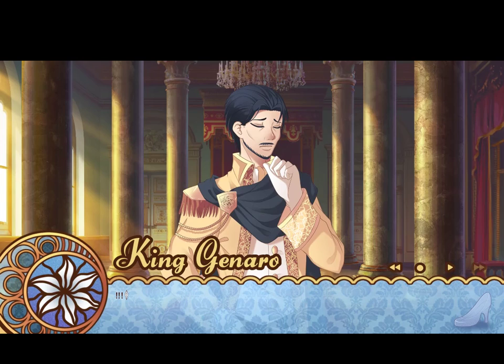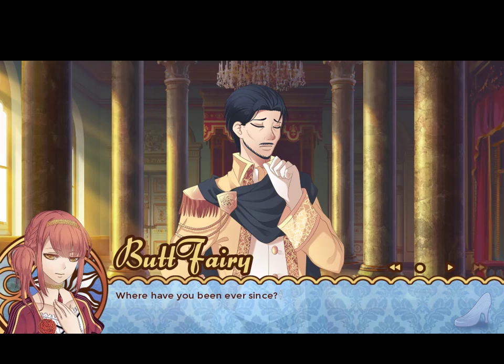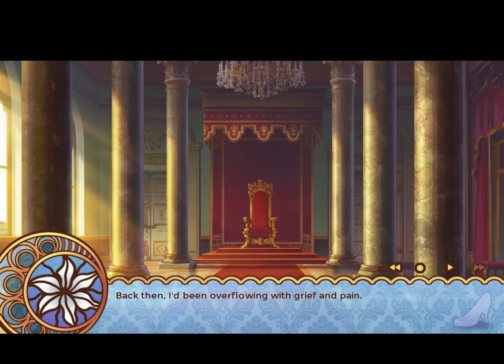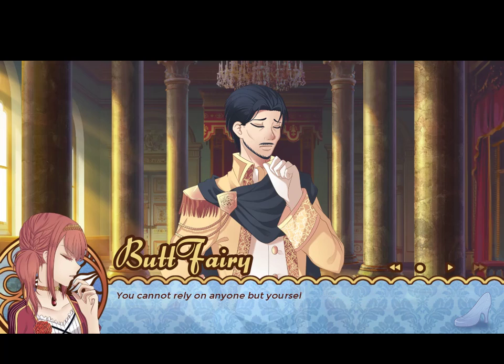Woo, snap. Where'd that come from? I don't know. ButtFairy, where were you when I needed you 4 years ago? Where have you been ever since? Back then I'd been overflowing with grief and pain. Just lost Mother, my entire world. Hope that maybe then he would have shown me love and compassion, even just a hug to let me know someone was there. Been a childish hope. I had been left alone. Did not see him for months, barely even heard his voice.